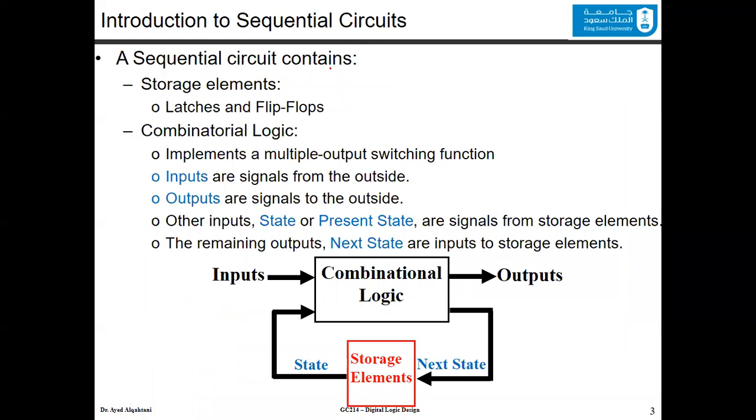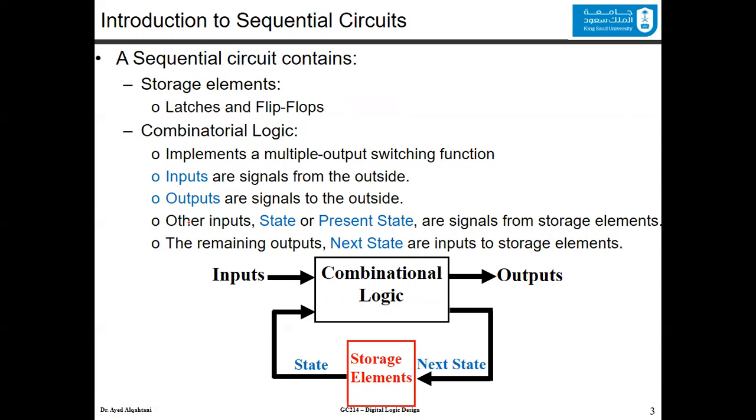A sequential circuit contains storage elements, as you can see them in the red box, and a combinational logic, as you can see here. The storage elements are usually the latches and the flip-flops that we will introduce today. The combinational logic implements multiple-output switching functions. It has inputs, which are signals from the outside world, and it has outputs, which are also signals going to the outside world.